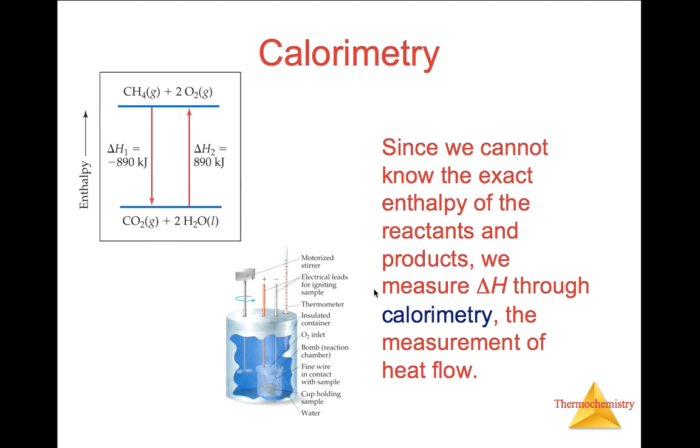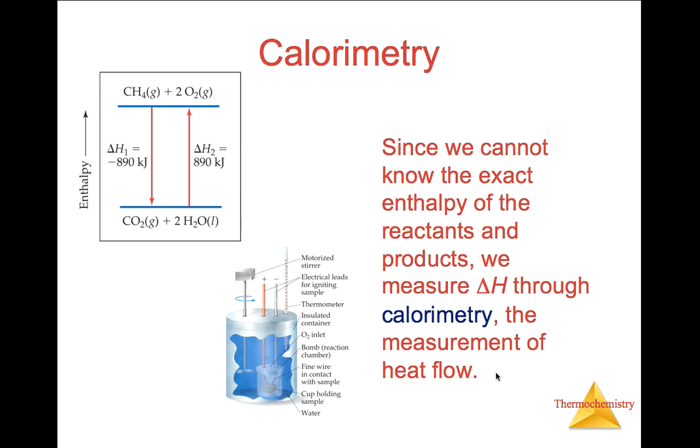Well, how do you measure this thing called enthalpy, or this heat energy? One way is through a thing called calorimetry. Since we can't know the exact enthalpy of reactants and products, we measure the change in enthalpy. Remember, this triangle right here means change, and H means enthalpy, through something called calorimetry, the measurement of heat flow.